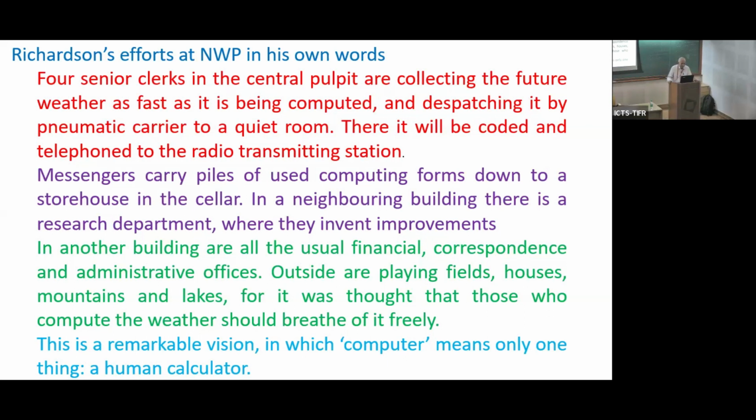In another building are the usual financial, correspondence and administrative offices. Outside are playing fields, houses, mountains and lakes, for it was thought that those who compute the weather should breathe in it freely. So this is a remarkable vision of Richardson, in which computers meant only one thing, a human calculator.